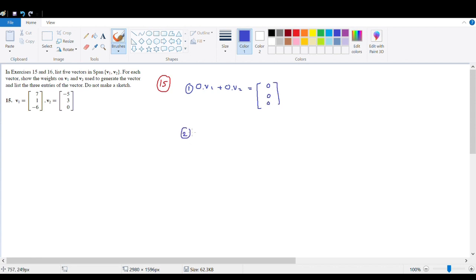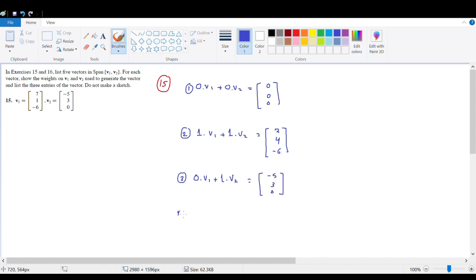If we choose another linear combination, for example, 1 multiplied by v1 plus 1 multiplied by v2, this will give us the vector v1 plus v2. 7 minus 5 will be 2, 1 plus 3 will be 4, minus 6 plus 0 will be minus 6. If we choose another linear combination, for example, 0 multiplied by v1 plus 1 multiplied by v2, this is just the vector v2, which is minus 5, 3, 0.